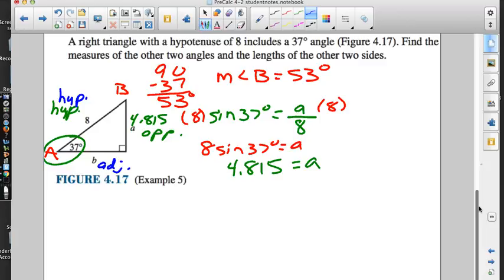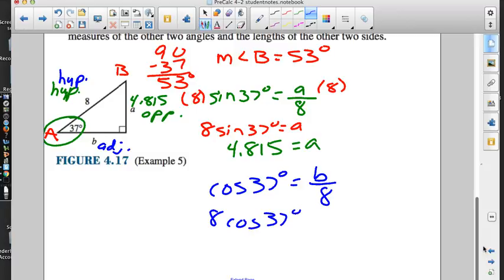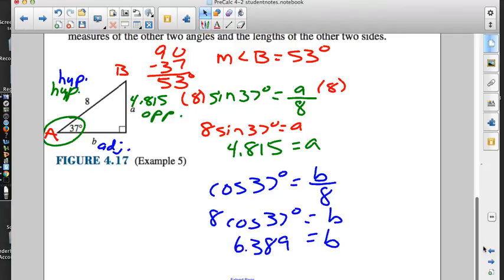Tell your partner what that is. So the cosine of 37 degrees equals B over 8. Multiply both sides by 8. And plug her in. 6.389. And if we had labels, we'd go back and make sure we have the labels.